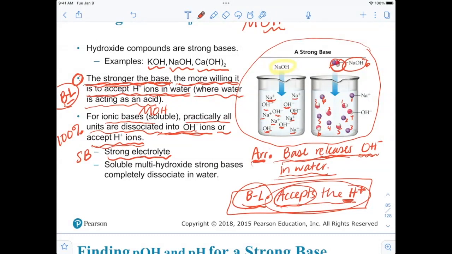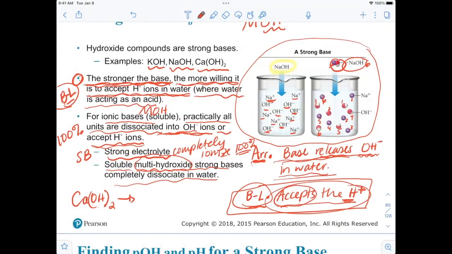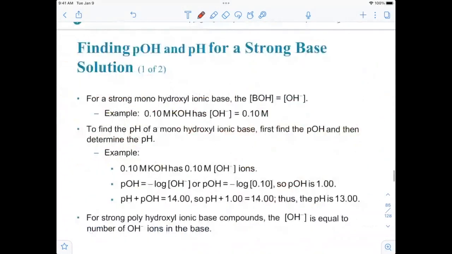In water, these electrolytes will completely ionize, as in 100%. We're told here soluble multi-hydroxide strong bases completely dissociate in water. Once again, if you have a compound like calcium hydroxide, even though it has multi-hydroxide, 2 hydroxide, you can say dihydroxyl, this will completely ionize in water to release the calcium ions and the hydroxide ions. Of course, there'll be two of these. Should have written that properly. Plus 2 hydroxide. Anyway, let's move on to see what comes next.